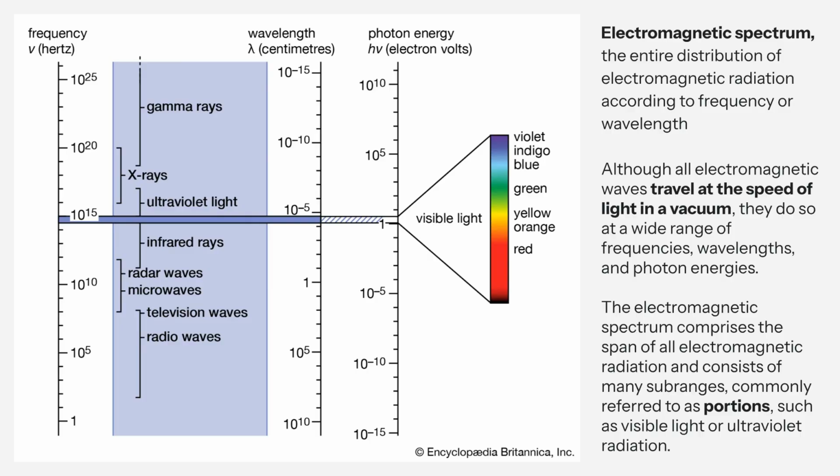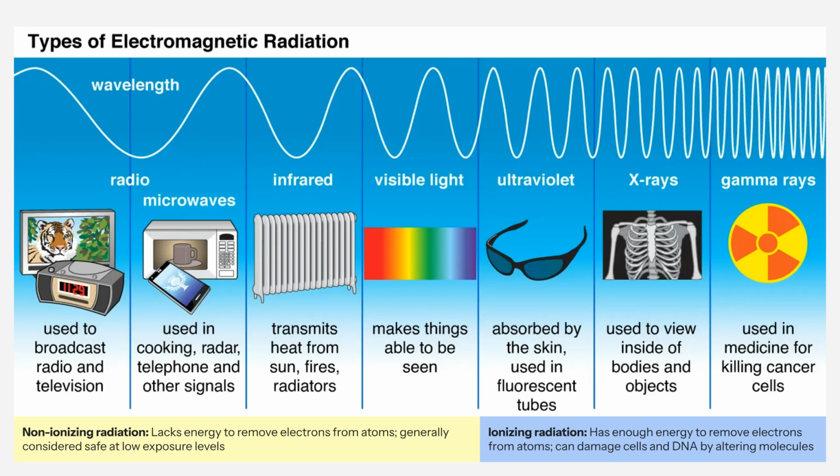We can divide this vast spectrum into two major categories, based on how they interact with matter. To understand the health effects of light, we must classify radiation into two categories based on photon energy. The first is non-ionizing radiation, which is low-energy light that cannot remove electrons from atoms. This includes radio waves, microwaves, infrared, and visible light, which are generally safe at low exposure.